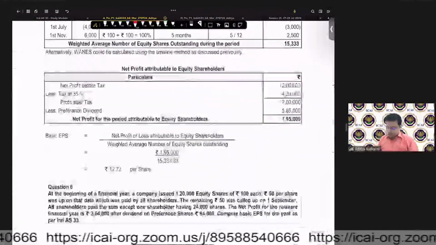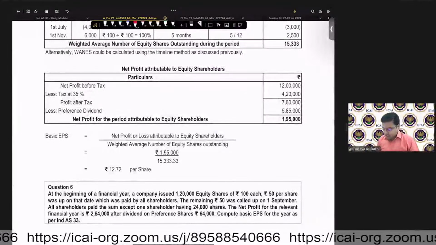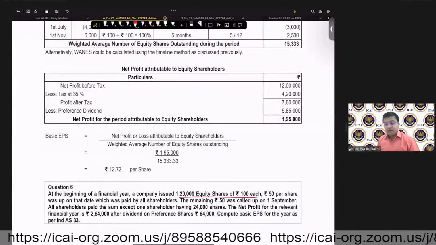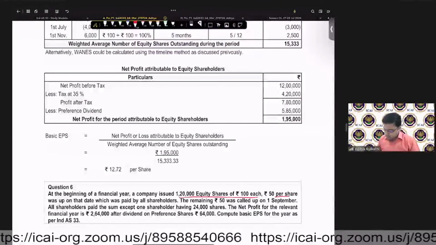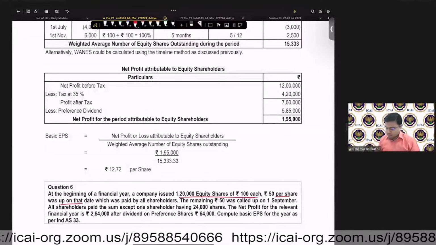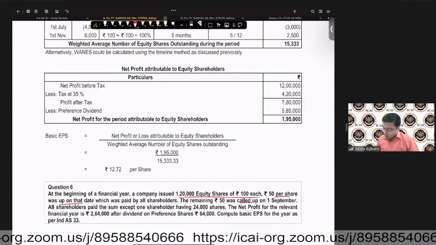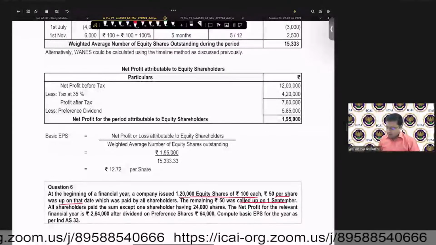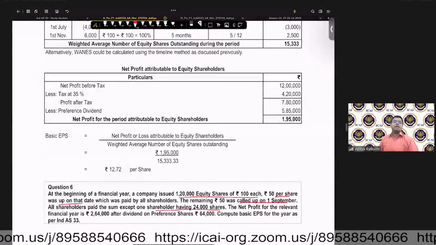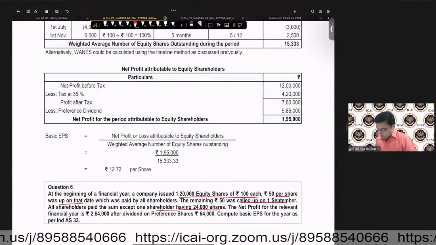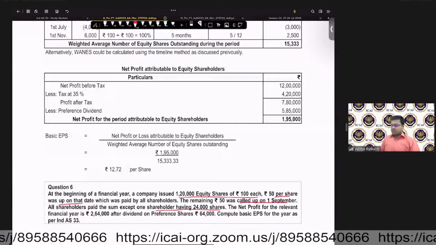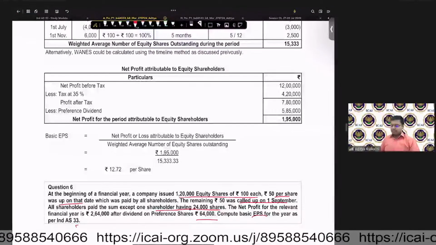Okay. All right. Next. Let us look at this one. At the beginning of a financial year, company issued 1,20,000 equity shares of 100 each. 50 per share was called up on that date, which was paid by all the shareholders. The remaining 50 called up on 1st September, all paid except one shareholder holding 24,000 shares. Net profit is 2,64,000 after dividend on preference shares. Compute the basic EPS.